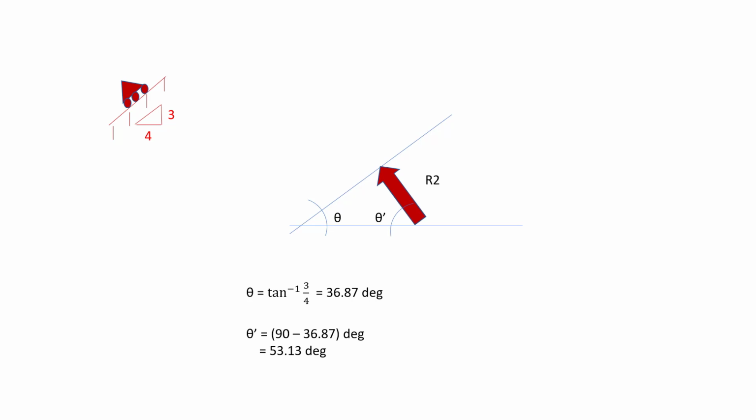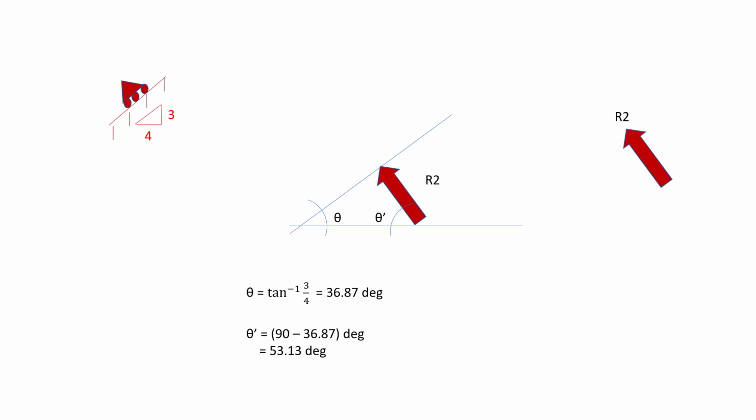And the value of theta dash would be calculated as 90 degrees minus 36.87 degrees, by the rules of geometry of a right angle triangle. And thus theta dash would have a value of 53.13 degrees. Now, let us consider this R2.